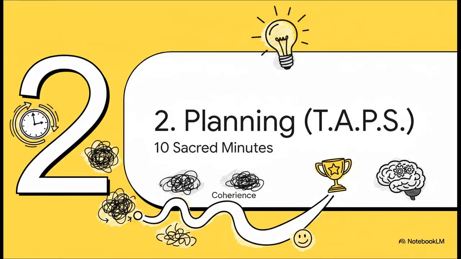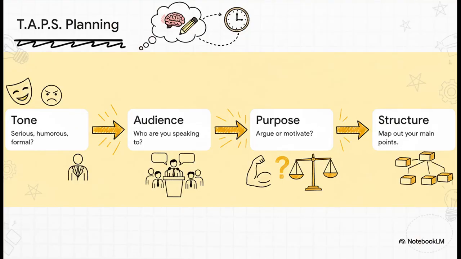Section 2. Planning with TAPS. Let's look at how to spend those 10 sacred minutes to guarantee a really high score in coherence. Now, what's really interesting here is how all your planning simplifies into 4 easy letters. TAPS. This is your ultimate pre-writing checklist.